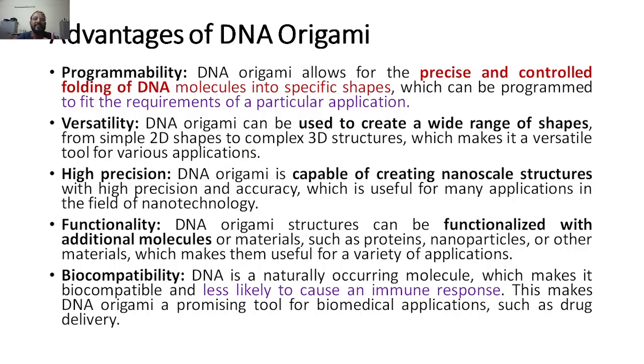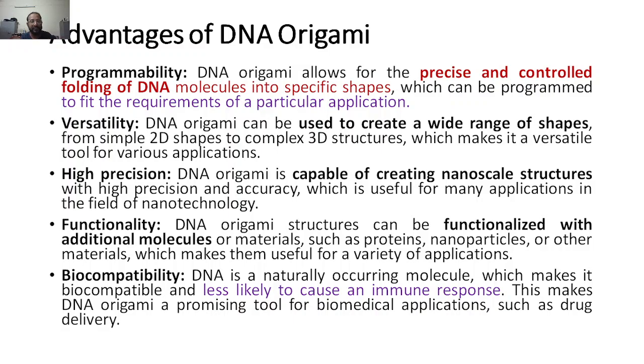Advantages. First one is programmability. That means we can have control over how exactly the folding should be done, with precise and controlled folding of the DNA molecule into specific shapes. Whatever shape we need, we can get, which can be programmed to fit the requirements of particular applications. Next, versatility. DNA origami can be used to create a wide range of shapes, for example 2-dimensional shapes and 3-dimensional shapes. It can be used for many applications.